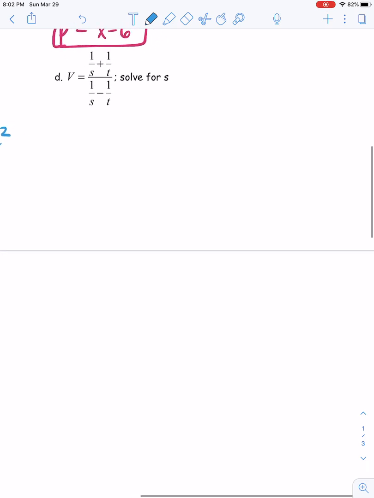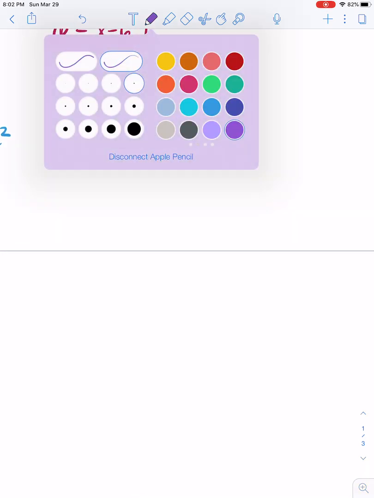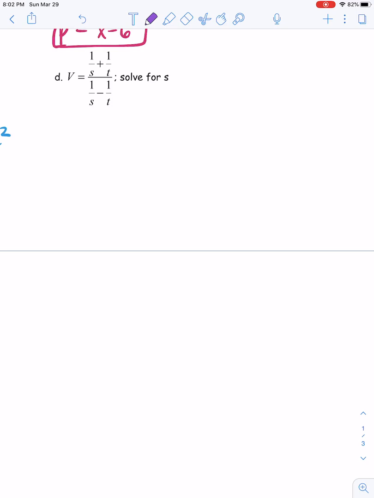And then part D, last part. It says v equals 1 over s plus 1 over t divided by 1 over s minus 1 over t. And you might look at this and say, oh my God, this is a lot. No, it's not. Take it piece by piece. You can do this, okay? Our goal is to solve for s.